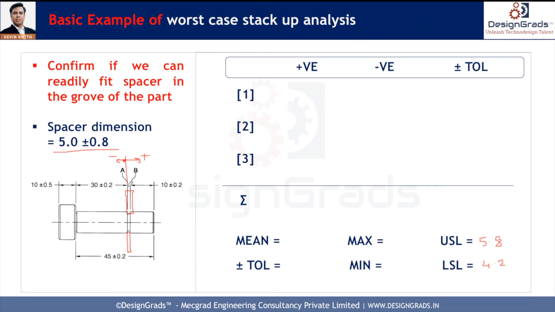Now let's find out how we can create the shorter chain here. Our first dimension is going to start from the start point itself, because this is the start point, right? We start from here and we have to reach here. There is no direct dimension here, so we have to find the shorter chain. The first dimension is 30 plus minus 0.2. Is it positive or negative? We have to look at the convention: right to left is negative, left to right is positive. Here we are going to the left, and that's why this dimension will be negative.